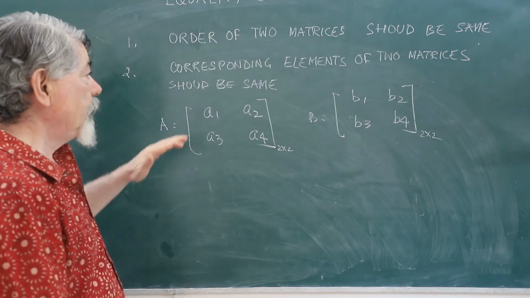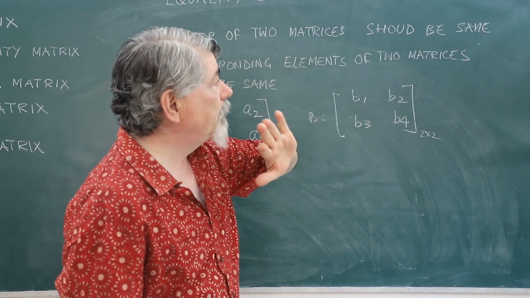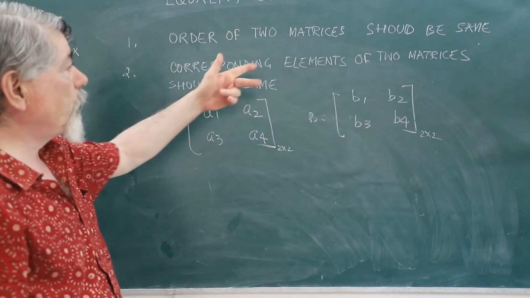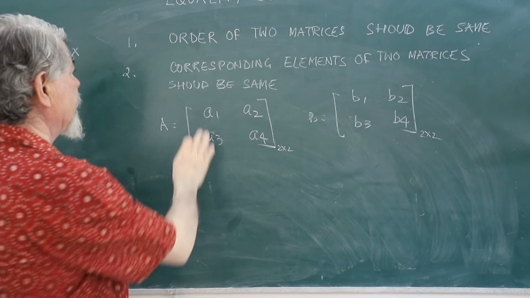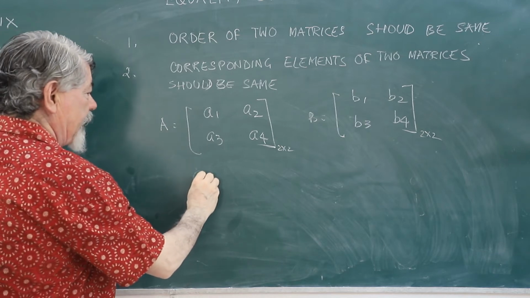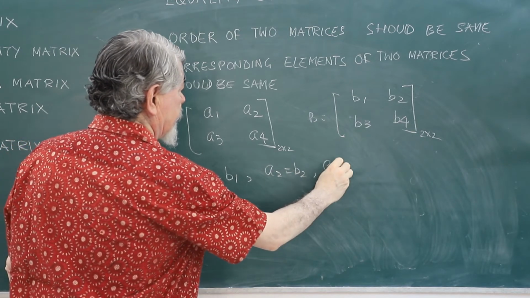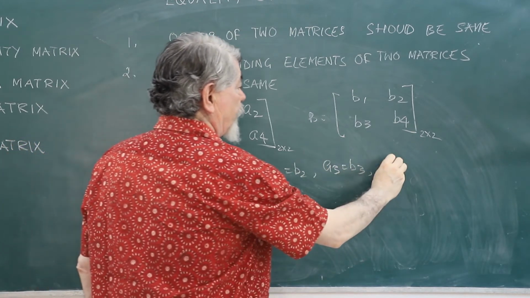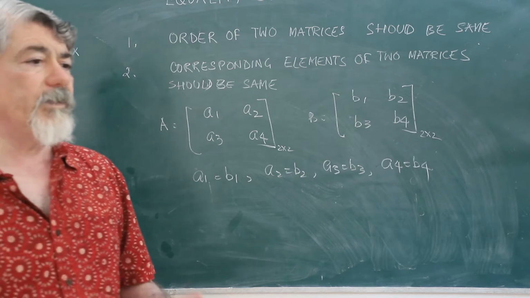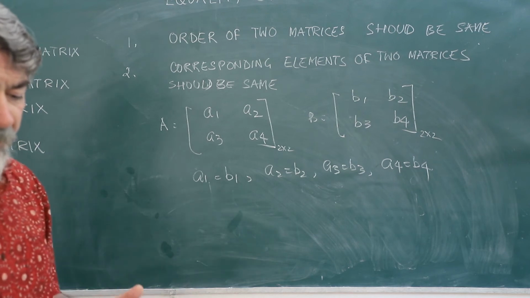For example, here the order is the same, so the first condition is satisfied. The order of two matrices should be the same, and corresponding elements of two matrices should be the same. So what are we supposed to do? The next step is A1 should be equal to B1, A2 should be equal to B2, A3 is equal to B3, and A4 is equal to B4. If these two things are satisfied, then we say the two matrices are equal to each other.